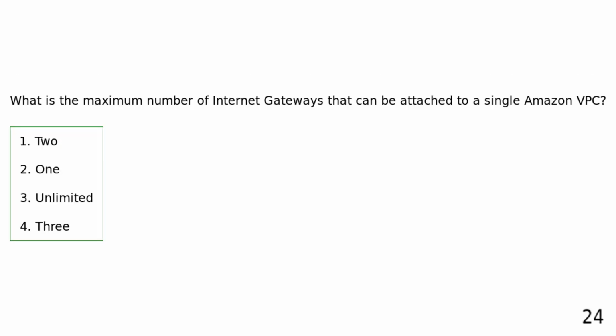What is the maximum number of Internet gateways that can be attached to a single Amazon VPC? 2. 1. Unlimited. 3.